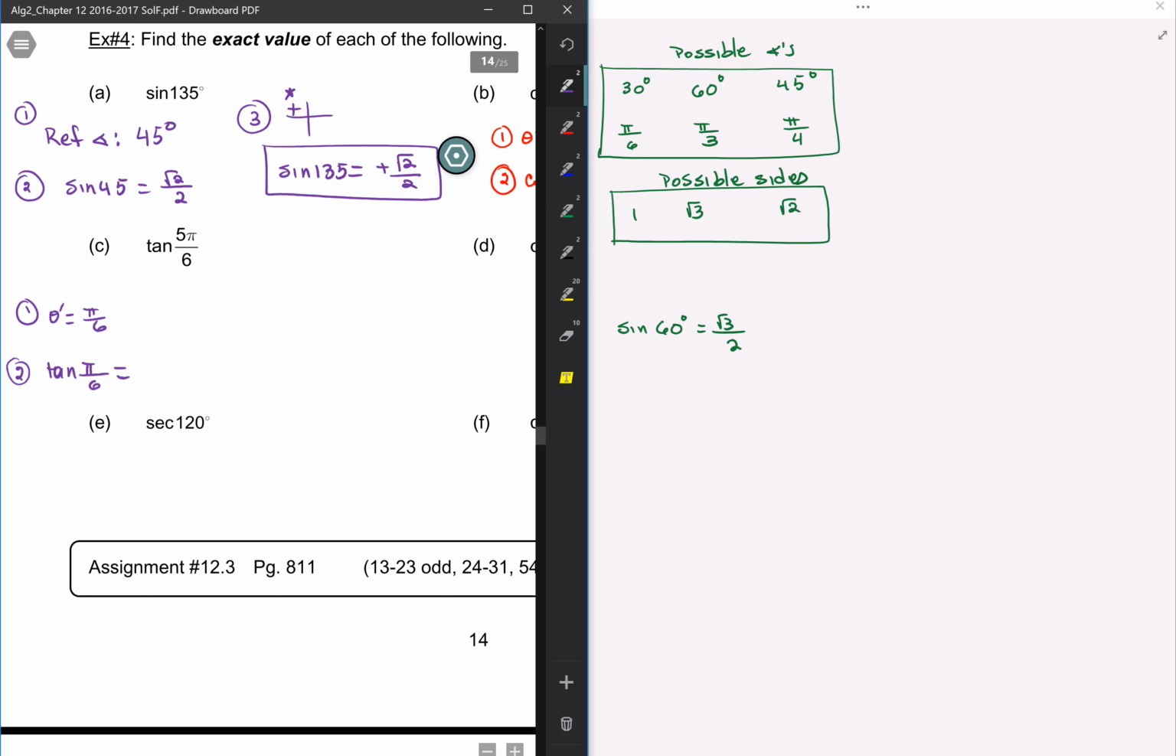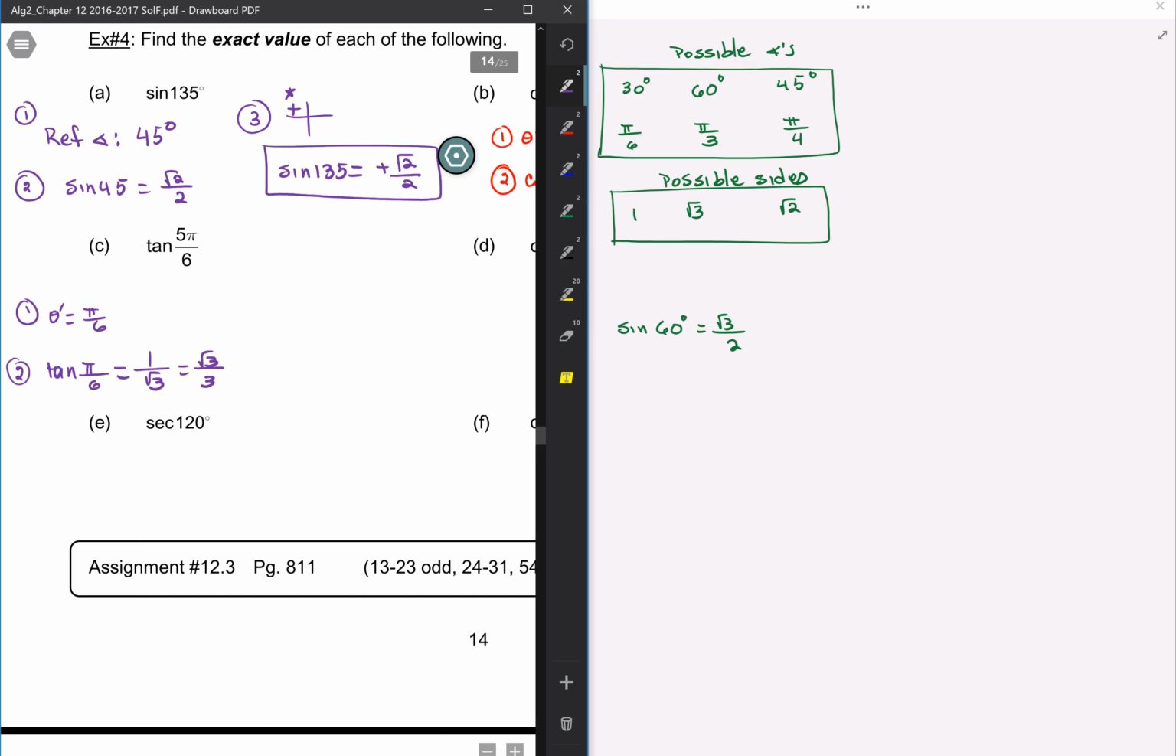All right. Is pi over 6 the big one or the small one? Small. So it faces the small side. Now, tangent is the vertical over the horizontal, right? Tangent is always vertical over horizontal. So if it faces the small side, this is 1 over, what's the other one? One side is 1, the other side is root 3. That's root 3 over 3.